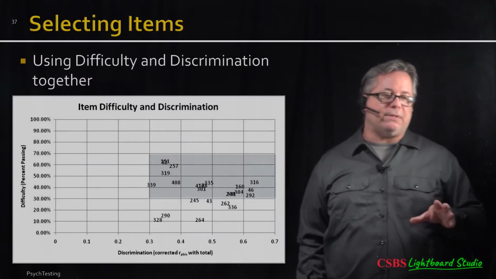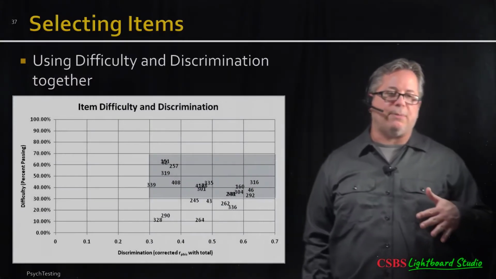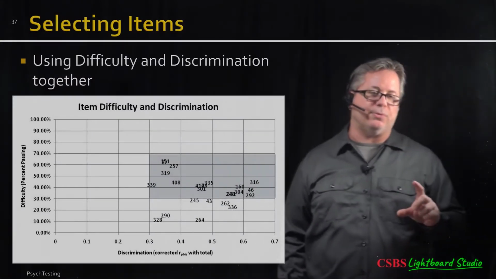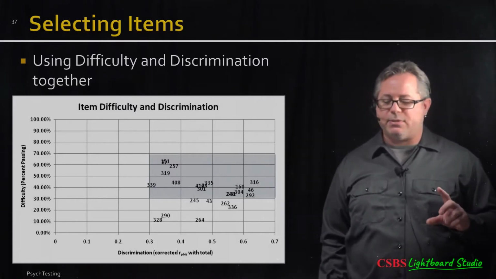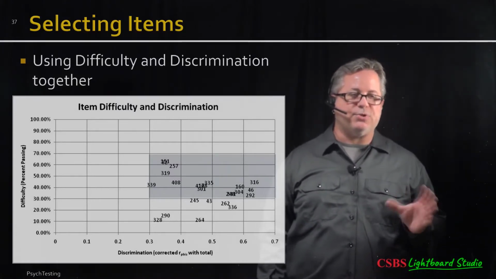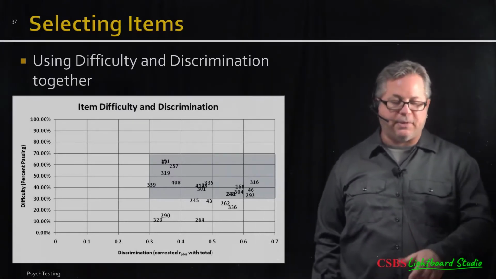So it still applies to social science type items, not necessarily just aptitude or correct, incorrect, dichotomous items. It just changes the way you look at them a little bit. The same basic idea.